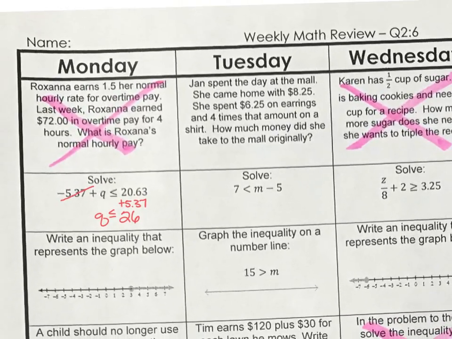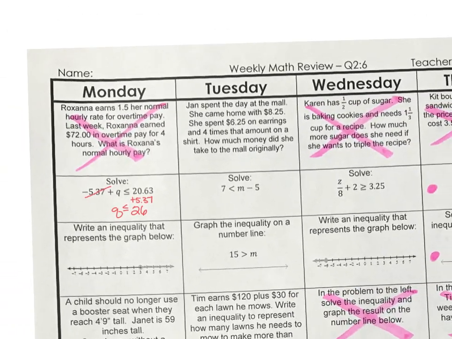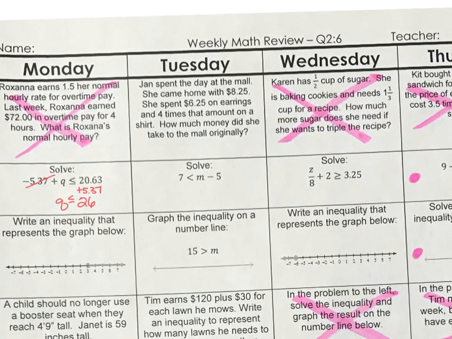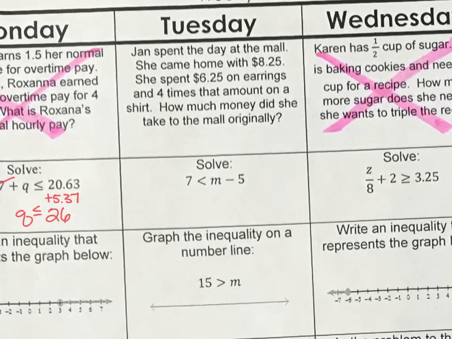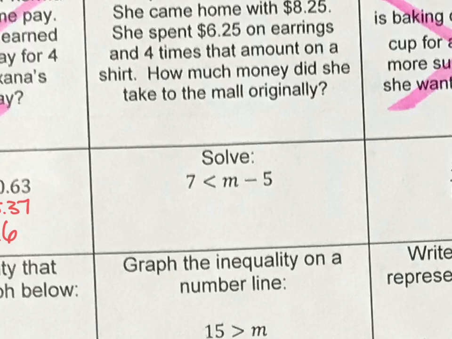This is the same thing except the variable is on the other side. So what do we need to get by itself? M. Isolate the variable. Get M by itself. What do we need to move? Negative 5. When we move it, what happens to it? It changes to a positive 5. All right. So now what do we drop down?